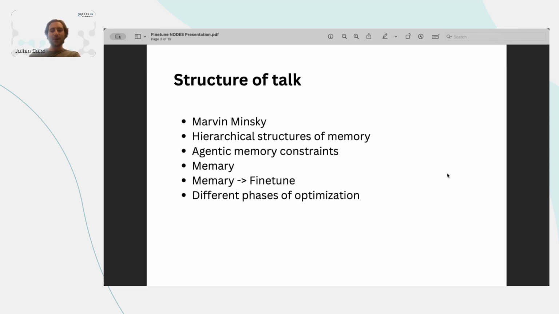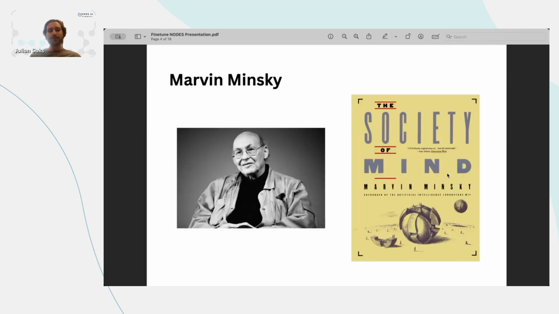We'll be discussing Marvin Minsky and the role he played at the MIT Media Lab around the 1980s. If we have the structures of memories within our brains, how do we relate that to agentic memory, and what are the constraints and how we overcame them. Then, leading into looking at graphs to represent computational workflows, how do we now optimize those workflows in the different phases?